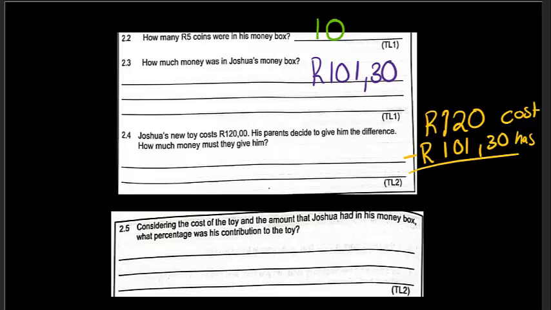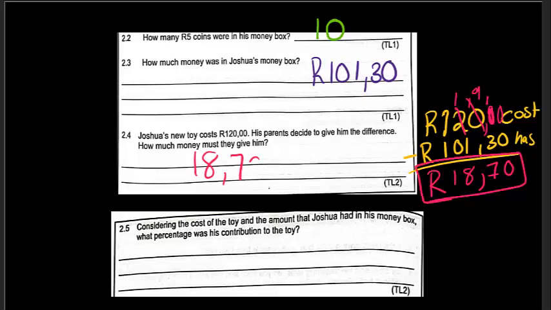So let's do that. I can't borrow from 0. So 2 becomes 1. That becomes 10. 10 becomes 9. And that becomes 10. So 0 minus 0 is 0. 10 minus 3 is 7. Bring down the comma. 9 minus 1 is 8. 1 minus 0 is 1. 1 minus 0 is nothing. So the amount of money that his parents will give him is 18 Rand and 70 cents. That's how much he'll get from his parents.